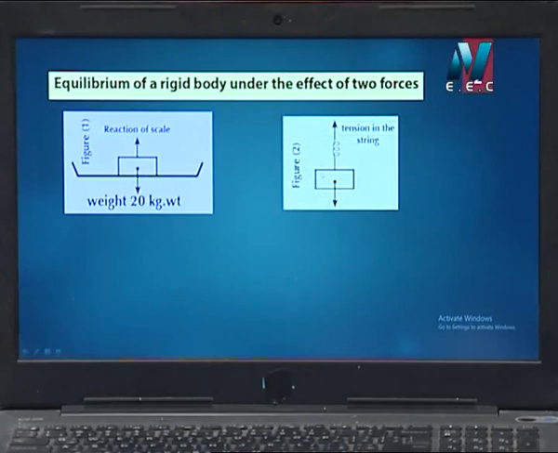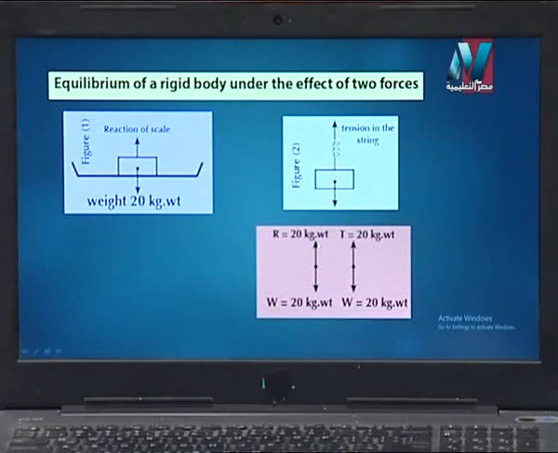Another example, we have a body suspended with a string, and this string has a tension. The weight acts downward and the tension acts upward, they are equal in magnitude and opposite in direction. So the body here is in equilibrium.